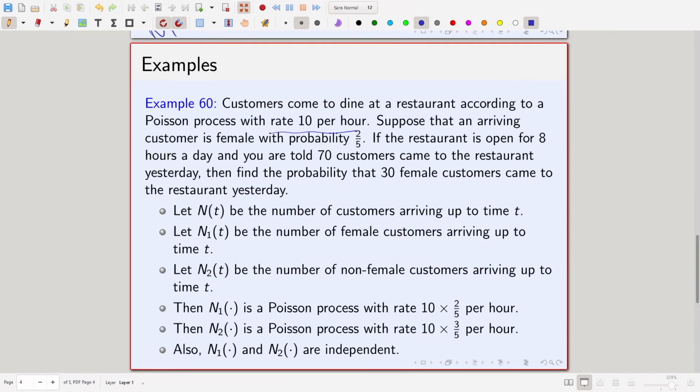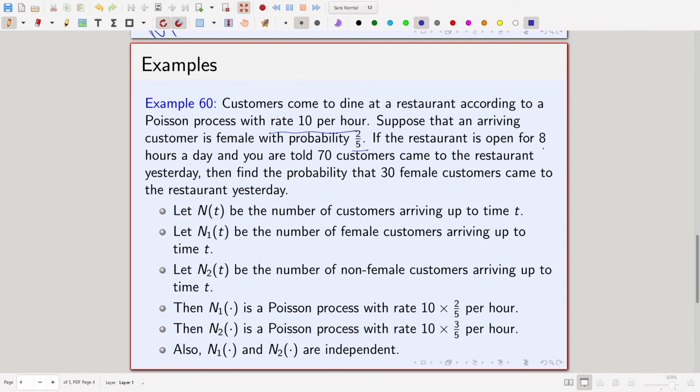Now, moving to the next problem. Customers come to dine at a restaurant according to a Poisson process with rate 10 per hour. Suppose that an arriving customer is female with probability 2 by 5. So, here the unit is per hour, and if you take an arriving customer, then that customer is female with probability 4 by 10. So the customer is non-female with probability 6 by 10, fine.